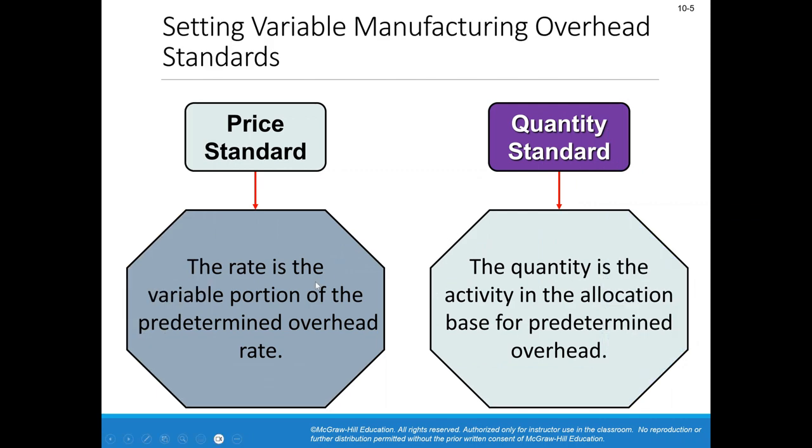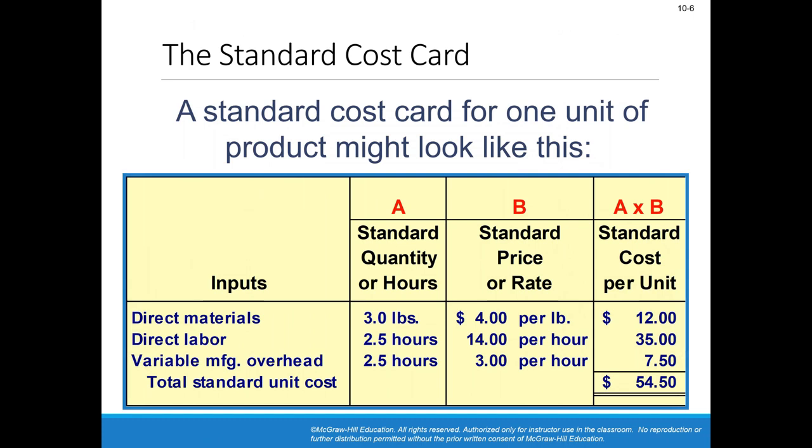Price standard is the rate, the variable portion of the predetermined overhead rate, and quantity is the activity in the allocation base for predetermined overhead. So if we're assigning direct labor hours, then we know this is our standard.